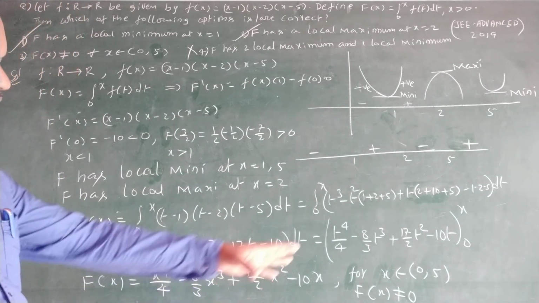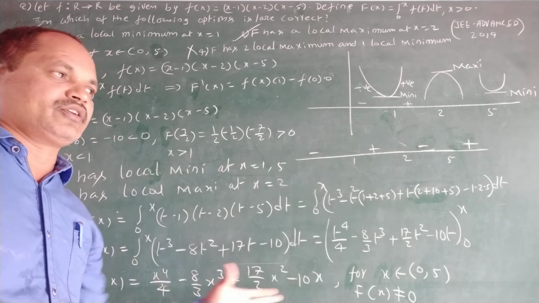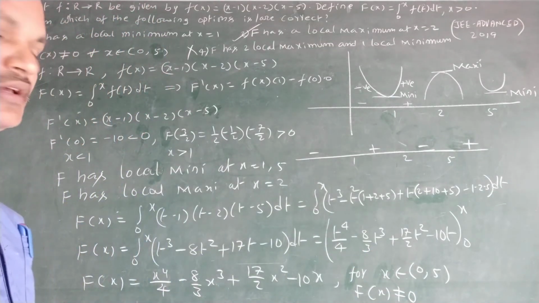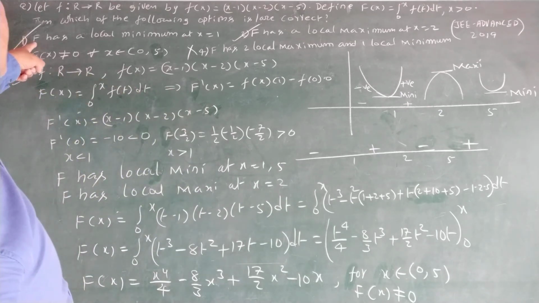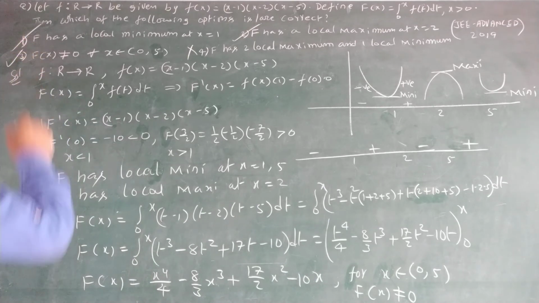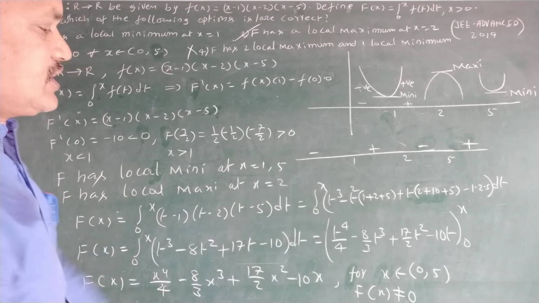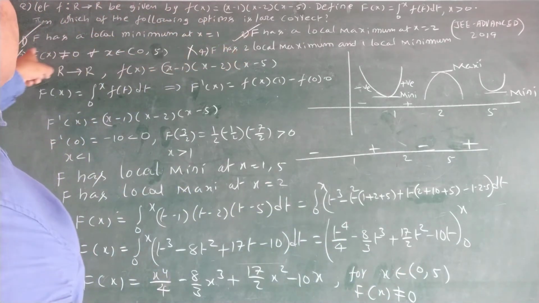This is never 0. So we have to verify this. Suppose you substitute 1, 2, 3, whatever it may be between 0 and 5, this is not 0. So the third option is right, since F of x is not equal to 0; it is never 0 between 0 and 5. That's why the first option is correct, the second option is correct, and the third option is correct.